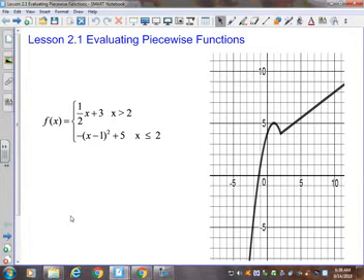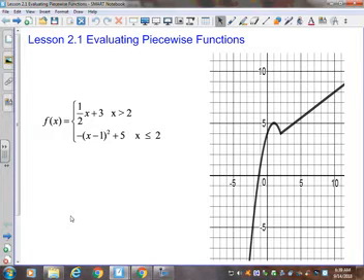Today we're going to begin a new unit, and this unit is on piecewise functions and inverse functions. So we're going to be doing a lot of new material in this first part because you've never studied piecewise functions before. A piecewise function is broken down into many equations, and each equation graphs a piece of the graph.